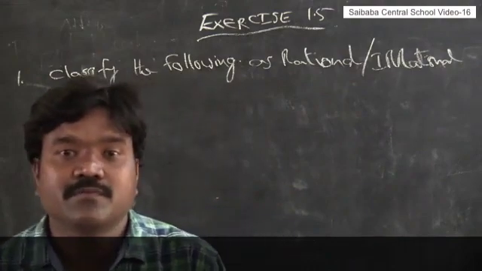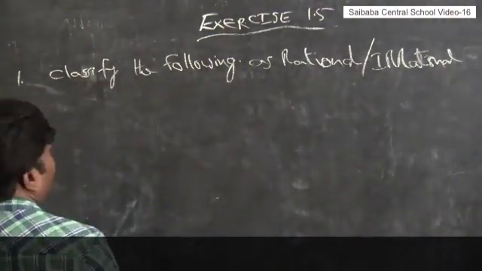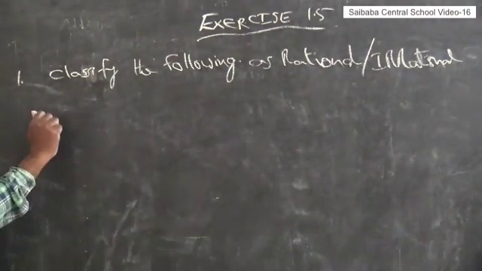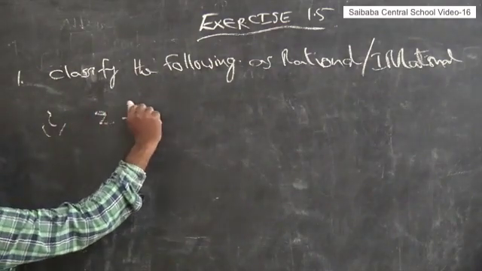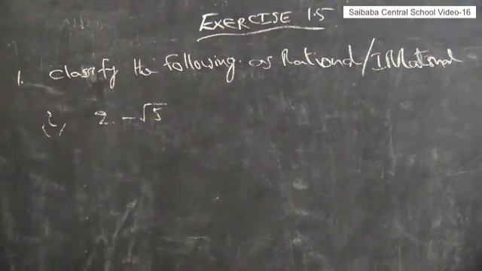He wants to give some problems to check whether we can identify rational numbers and irrational numbers. First question: 2 minus root 5. He is asking what type of number it is.